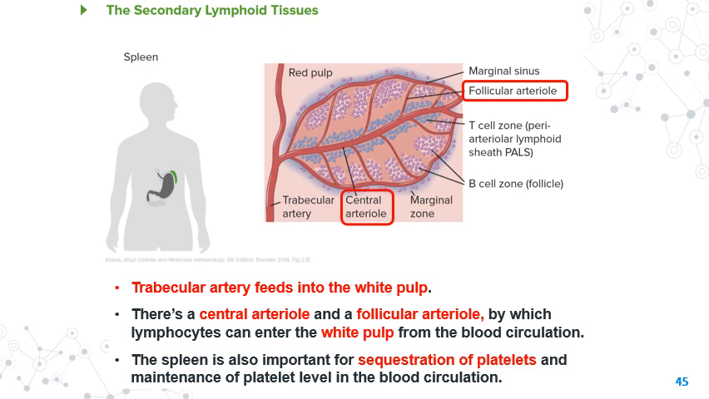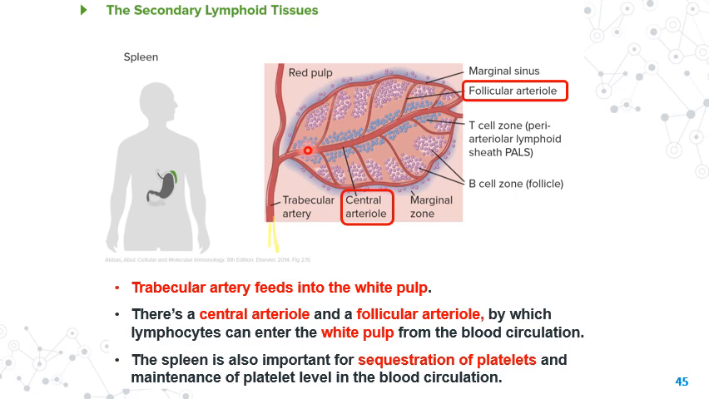So let's see. The artery that goes into the spleen, that is your main artery right there, called the trabecular artery. Then it's going to be subdivided here into a central arteriole. So an artery is a big one; when it branches out and becomes smaller, it's called an arteriole, right? And then the arteriole is going to branch again into follicular arterioles. So the central arteriole goes in the middle, and the follicular arterioles are branching out from that one.